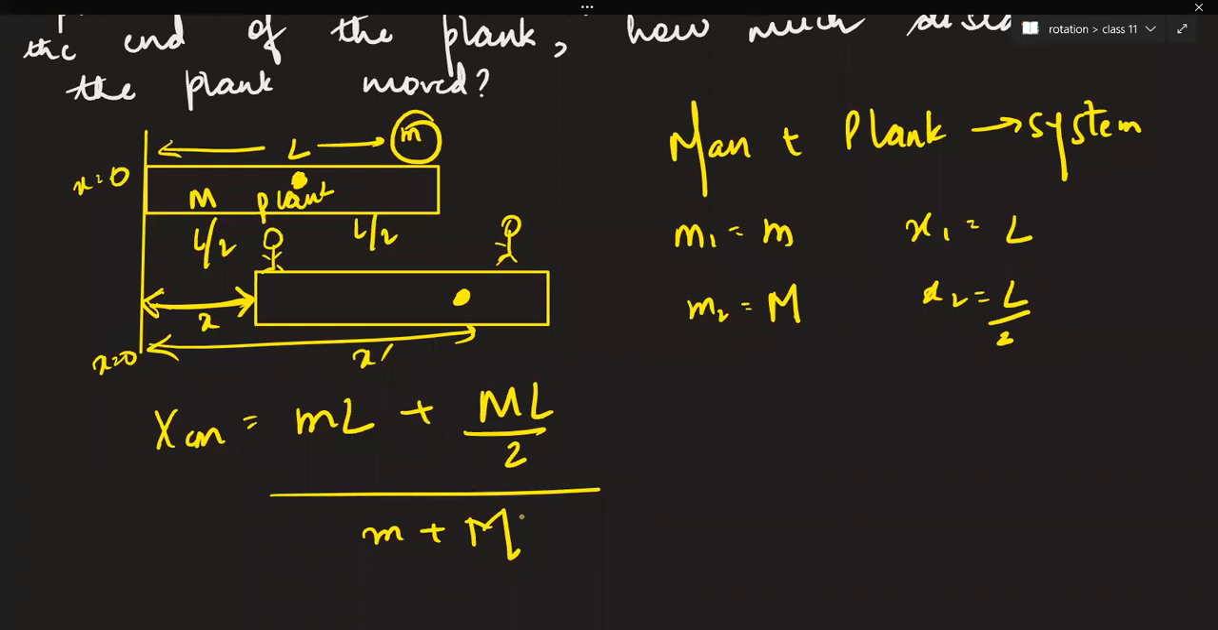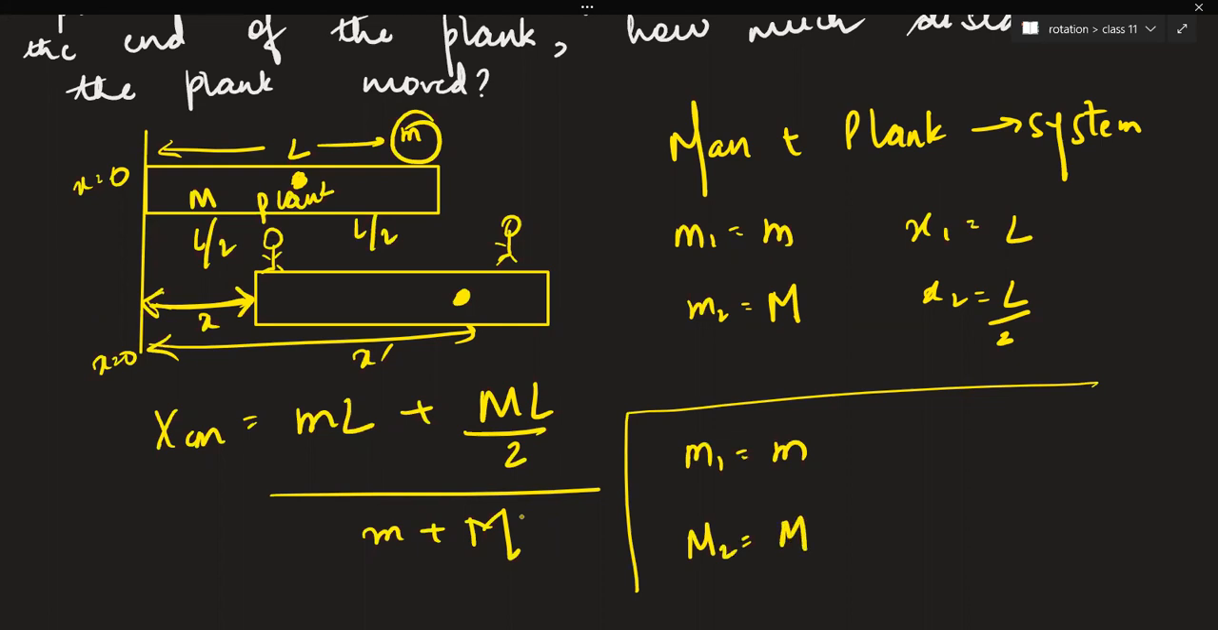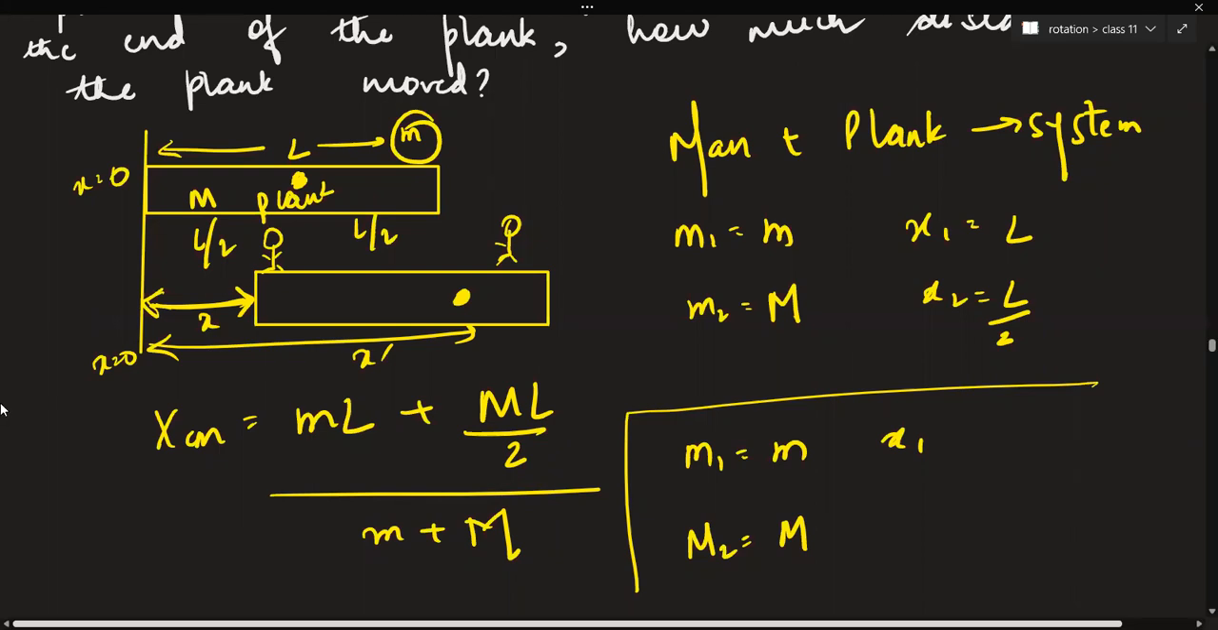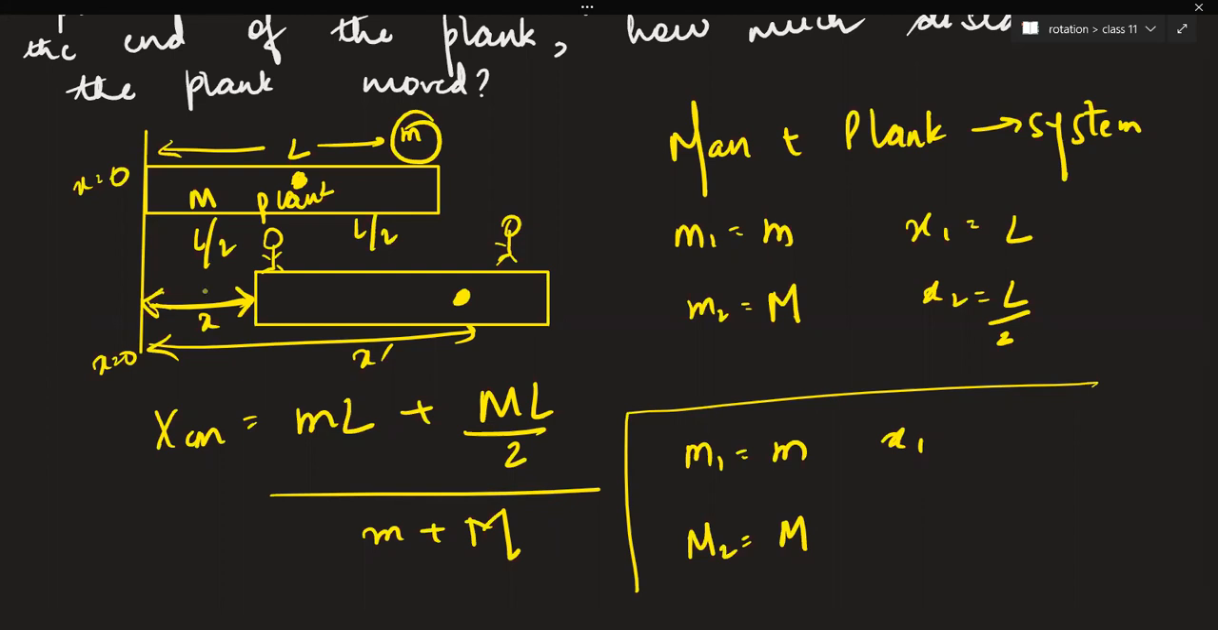Now see, coordinates change. What will we write for the coordinates for the second case? Masses will remain the same. M1 will be small m, M2 will be capital M. Now x1 will be what? The man is at the edge. So from the origin, how much separation has the man achieved? X only. So x1 will be x.